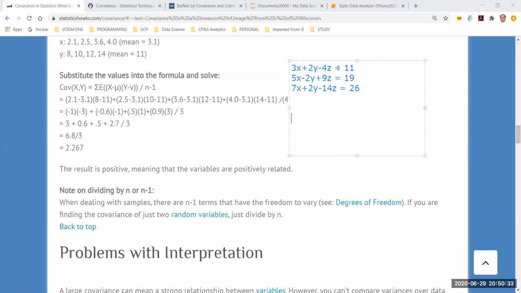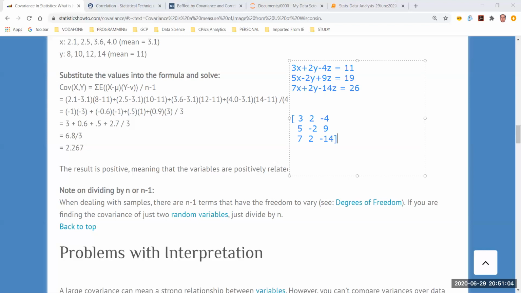And by solving them, I'll be getting the value. What I mean by that is I'm going to get something like this: 3, 2, and then -4. And then in the next row, I'm going to get 5, -2, and 9. And then in the next row, I'm going to get 7, and then +2, oh sorry, 2. And then at last, I'm going to get -14.